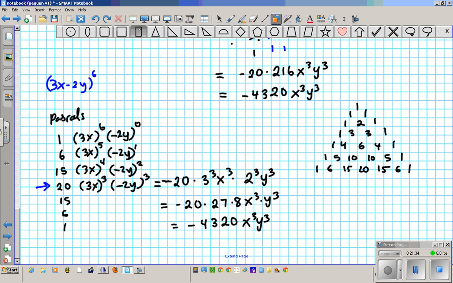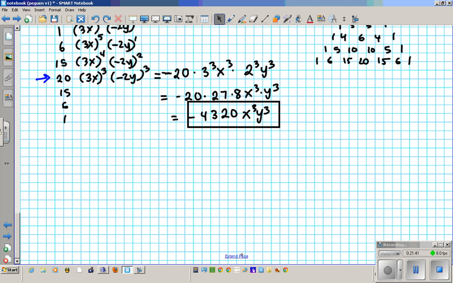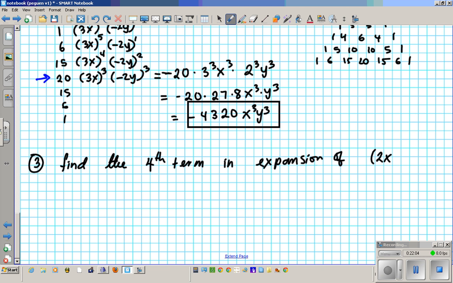Alright, let's try one last example, and then we're going to go ahead and start with the task for today. So we're going to do number 3 now, the one I gave up before. Number 3 says, find the fourth term in the expansion of 2x minus y to the 19.